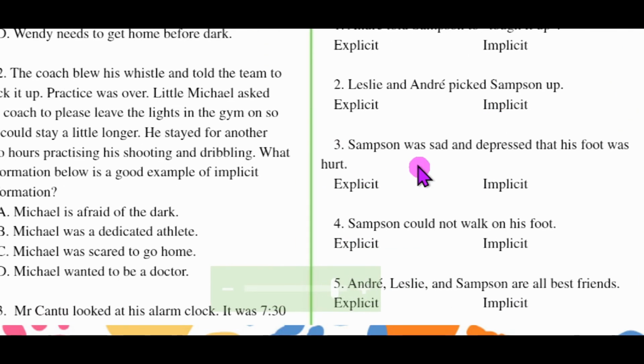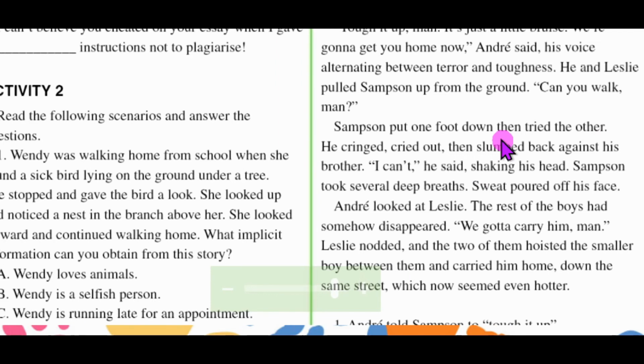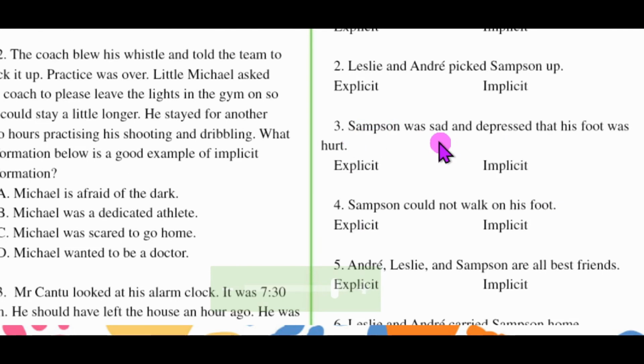Number 3, Samson was sad and depressed that his foot was hurt. Explicit or implicit? I'm going to use implicit. Let me tell you why. Samson put one foot down and then tried the other. He cringed, cried out, then slumped his back against his brother. I can't. Samson was shaking his head. He took several deep breaths and sweat poured off his face. So that does not sound as if he was happy, joyful. So one could assume now that he was sad and depressed, but that is implied. We don't see that written that he was sad and depressed.